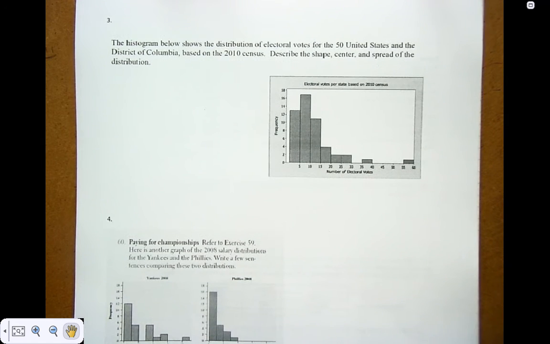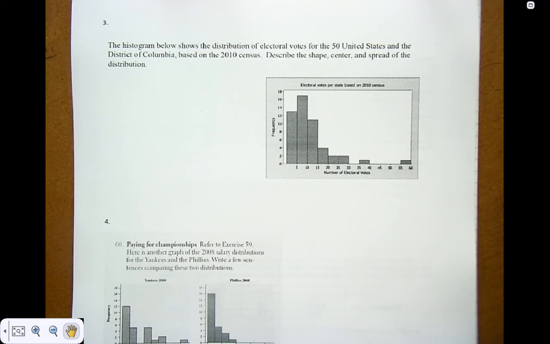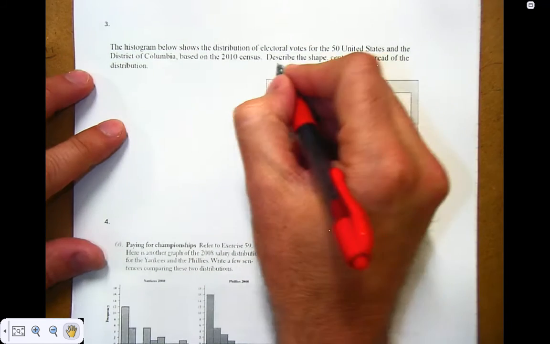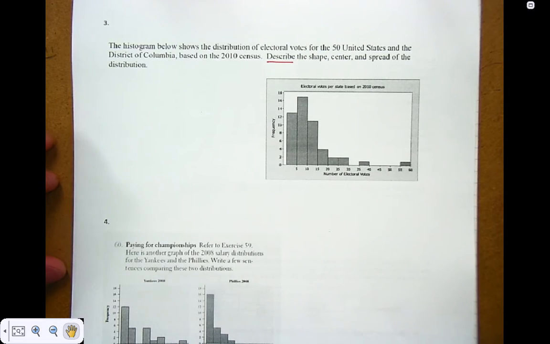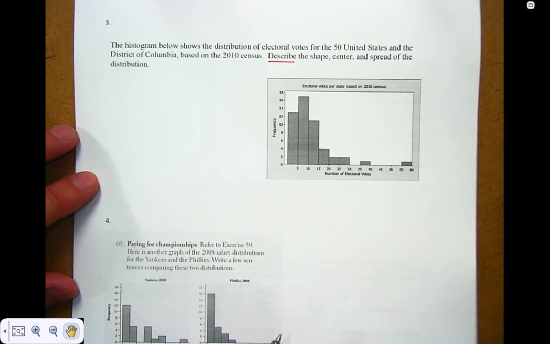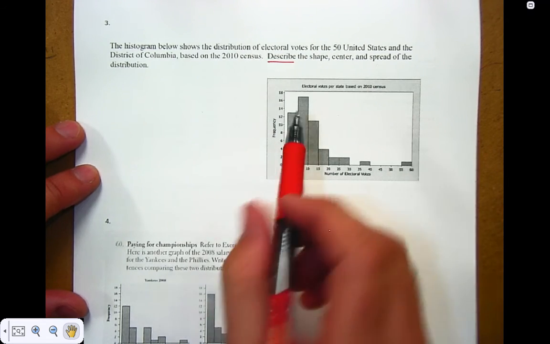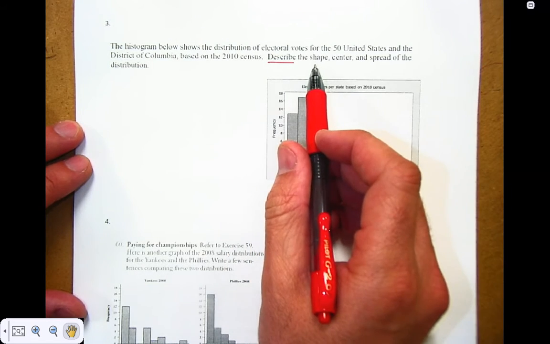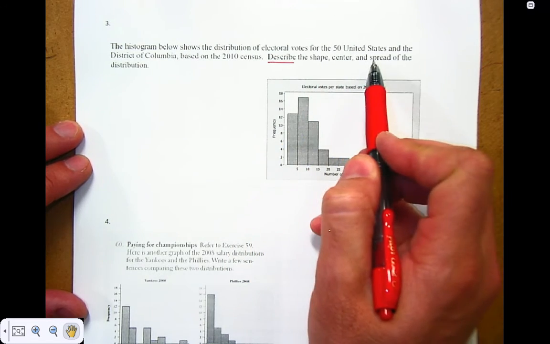Anyways, okay, so question number 3. Now what's happening on the next couple problems is you guys are going to have to describe data, okay? And the acronym that I use is SOCS, right? And this one, though, does not ask you for all SOCS. You'll see here that it's missing outliers.